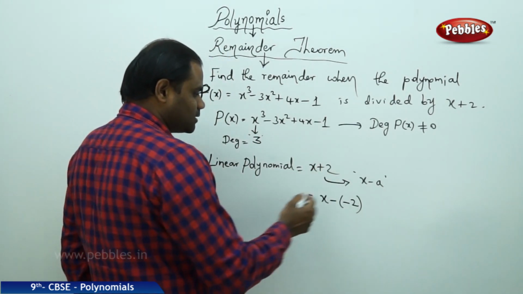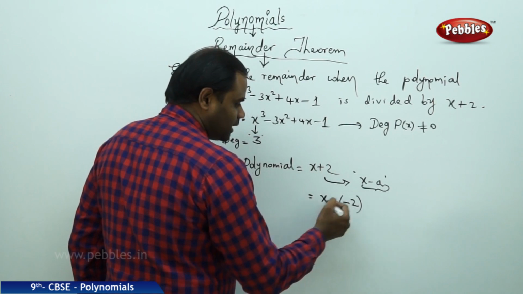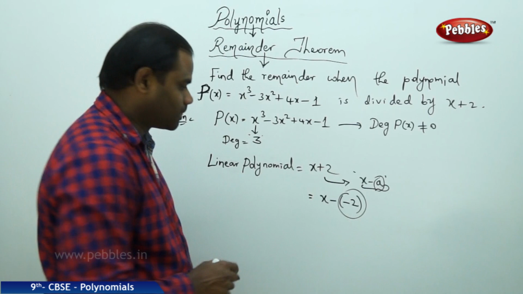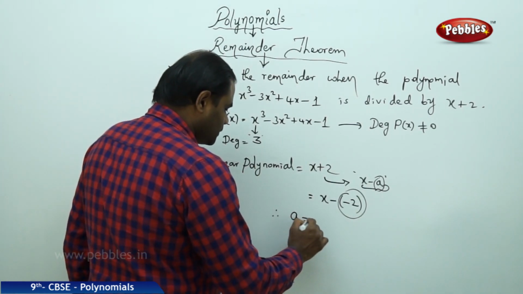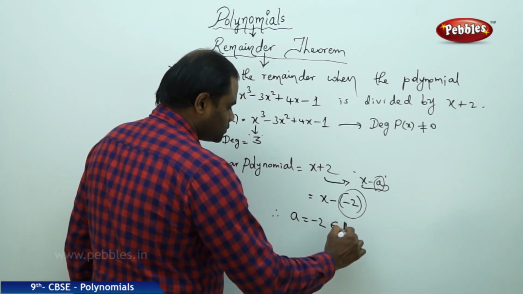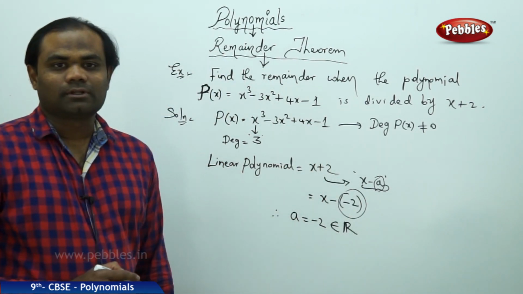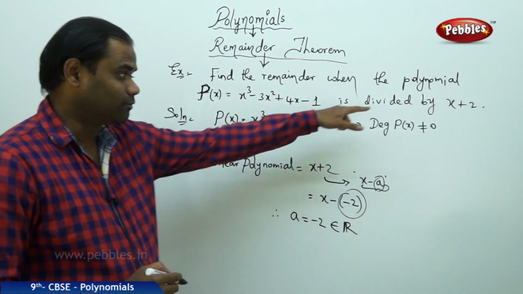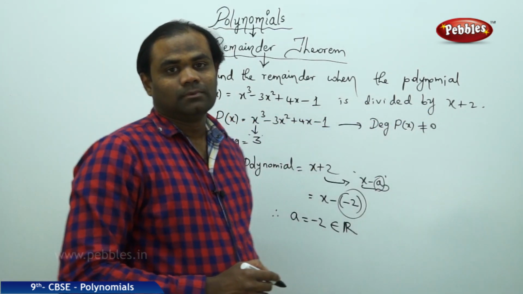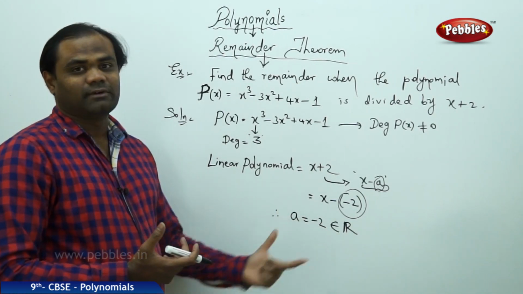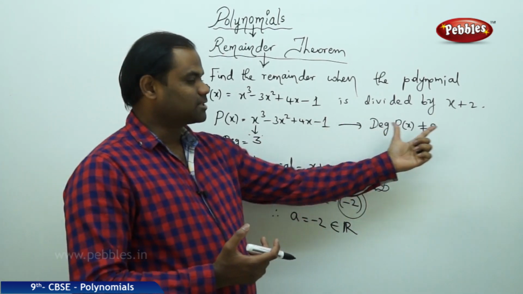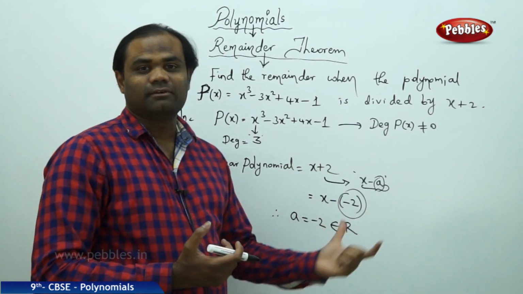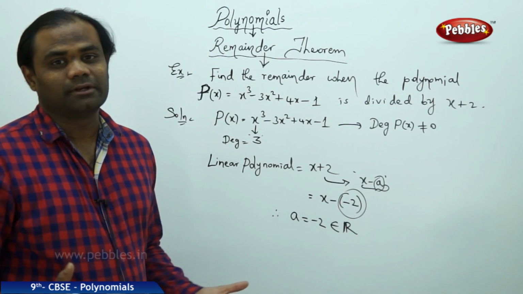So the reason why I write this in this form is to extract in the form x minus a. So this a is nothing but minus 2. Therefore, I have my a, which is minus 2, belonging to the real numbers. The non-zero constant a is minus 2 in case of this problem. So this is step 2 of identifying a: step 1 was satisfying the condition of degree of p of x being non-zero, step 2 is identifying the value of a, and step 3 is finding the remainder itself.